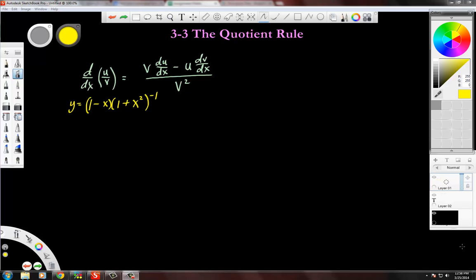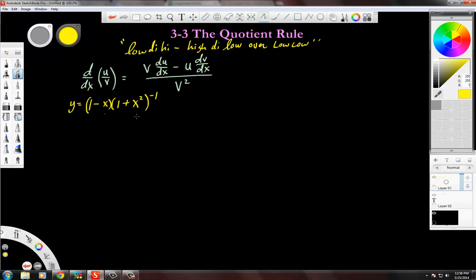We are doing the quotient rule, 3-3, the quotient rule, and you see it here in green. It is popular to say "low D high minus high D low over low." This is the little saying that you can say to remember this, and there's actually nothing cool about it, but it's something that you can remember.